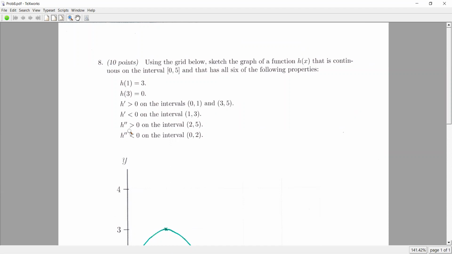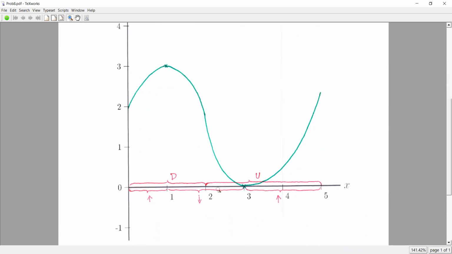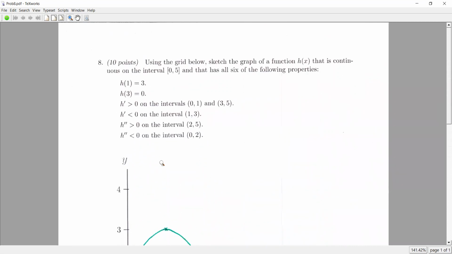Second derivative is positive on the interval from 2 to 5. Second derivative is positive. The graph of h is concave up. From 2 to 5, the graph is concave up. Mark this information down.